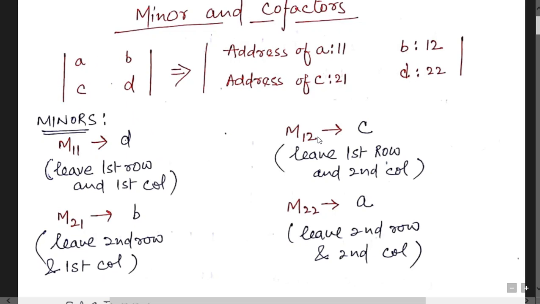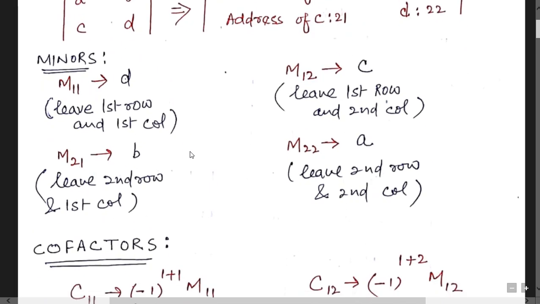Similarly 1 2, what's the element 1 2? It is B. Leave the first row and second column. You have to leave these values which are already given, and calculate the pending value, that is the minor. Similar is the case here. 2 1, second row first column, the remaining element is B. Then second row second column, the remaining element is A. It means 4 elements are there.